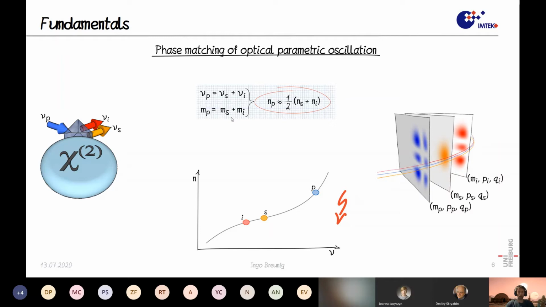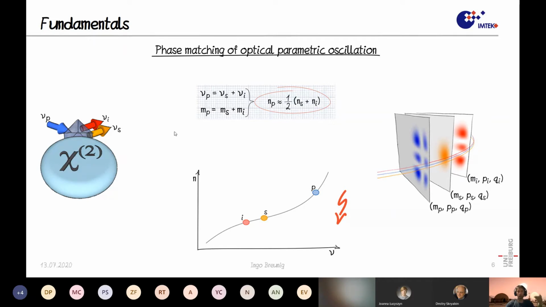We also have to fulfill angular momentum conservation. So the sum of the M numbers of the generated light, the signal and the idler light that we are generating from the pump light, has to be exactly the M of the pump. If you combine these two relations, you see something pretty instructive: the effective refractive index of the pump light has to be the average value of the refractive index of signal and idler.